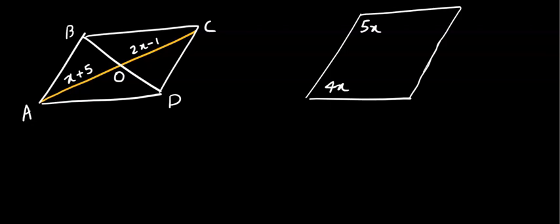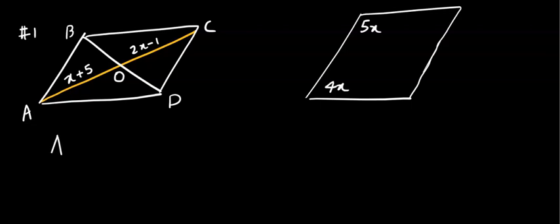Welcome back. In this practice, we're going to find what value of x is that this quadrilateral can be a parallelogram. The first question gives us diagonals. Remember in the previous properties, we learned if it is a parallelogram, then its diagonals bisect each other.